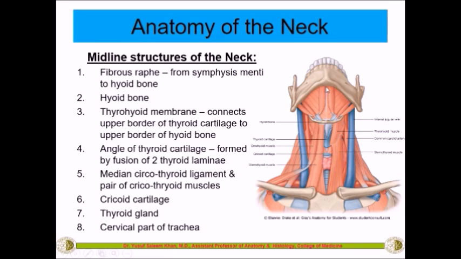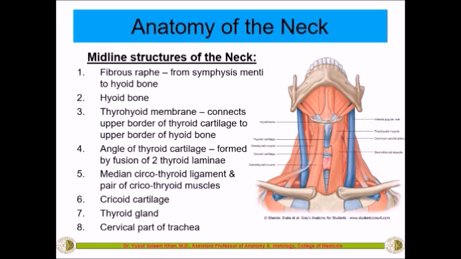So the first structure from the symphysis menti is a modified raphe, connective tissue, which extends from the symphysis menti. This is the base of the mandible, and here is the symphysis menti. From there, this structure extends. This modified fibrous tissue extends from the symphysis menti up to the hyoid bone. So this is called the median raphe or fibrous raphe.